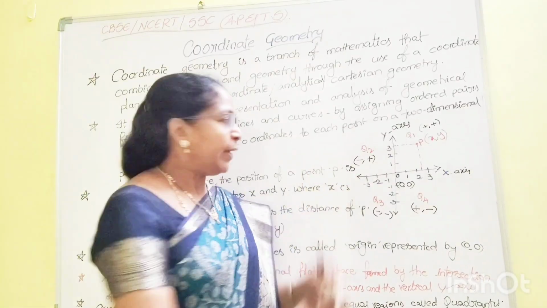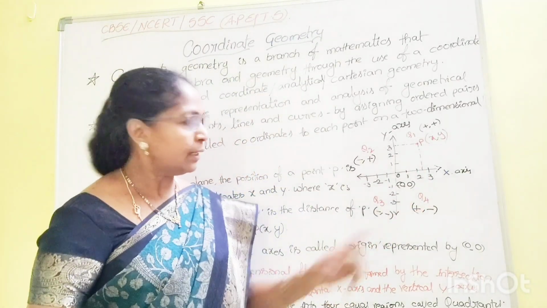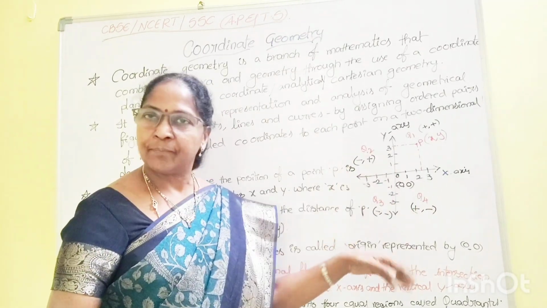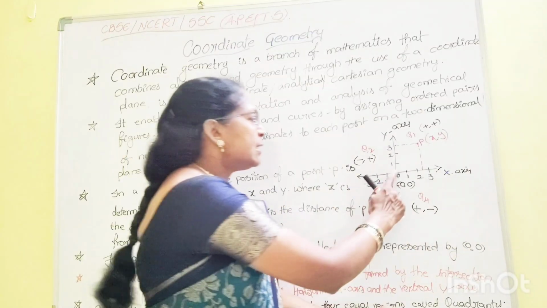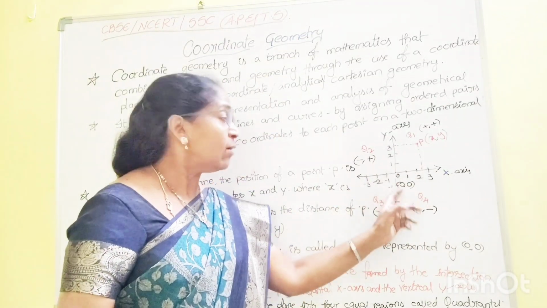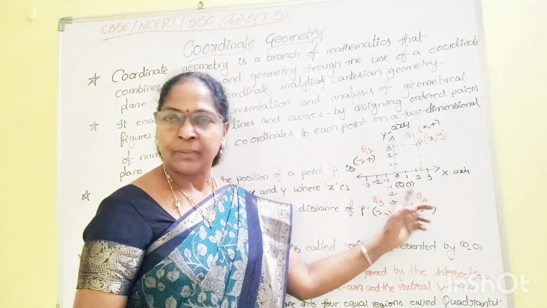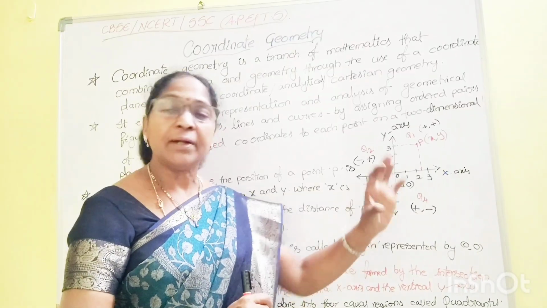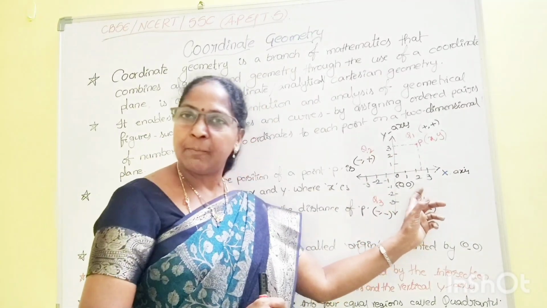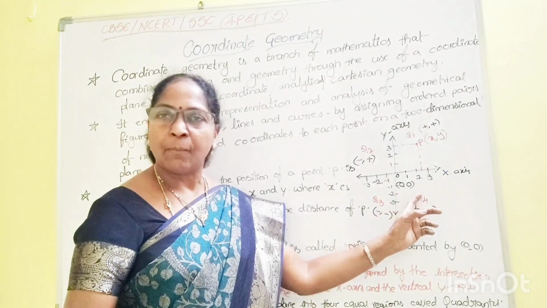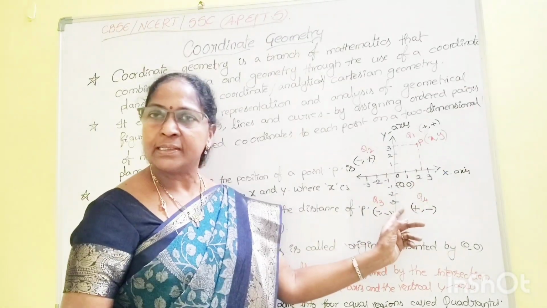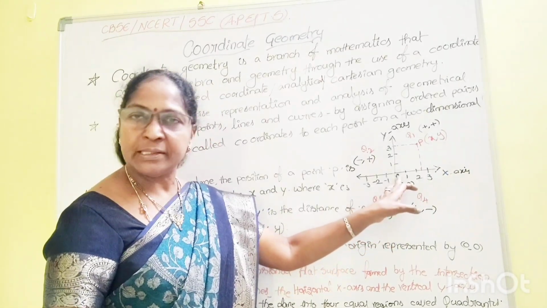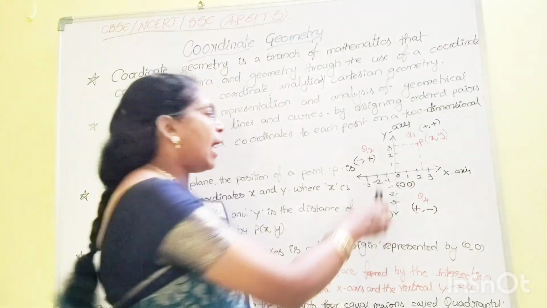Whenever these two lines intersect, the intersecting point we call the origin of the axes, that is, the origin of the plane. It is denoted by O, and its coordinates are 0, 0. Each point is denoted by an ordered pair of numbers. Here the origin point is 0, 0, where the first is the x value and the second is the y value.